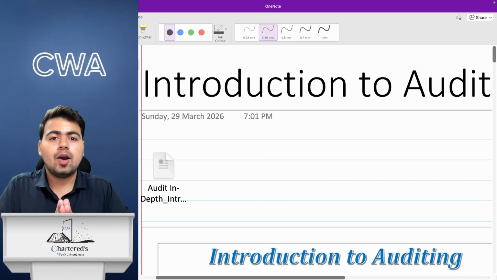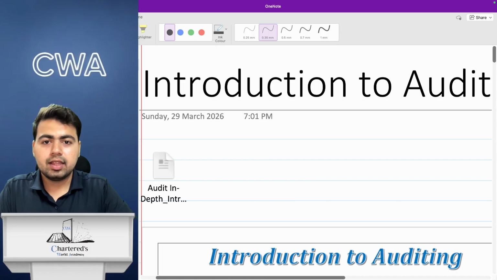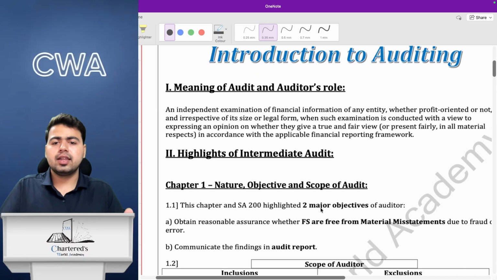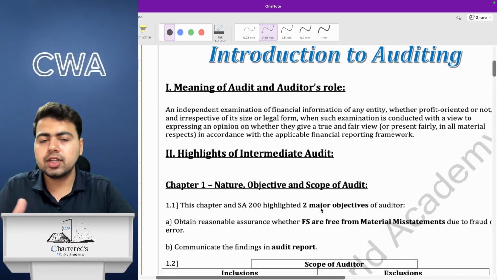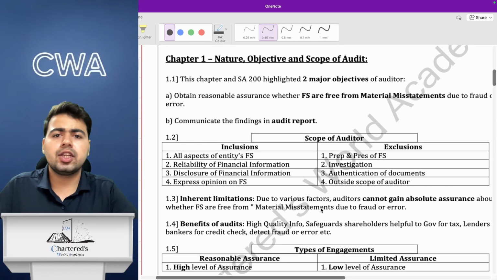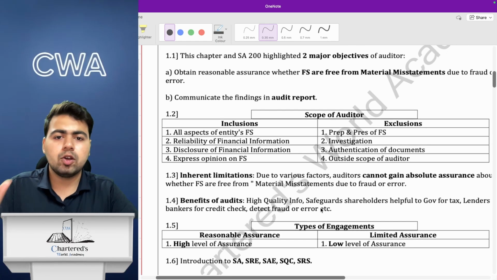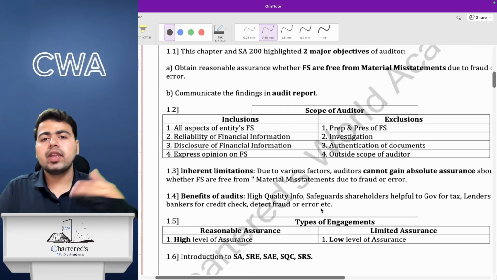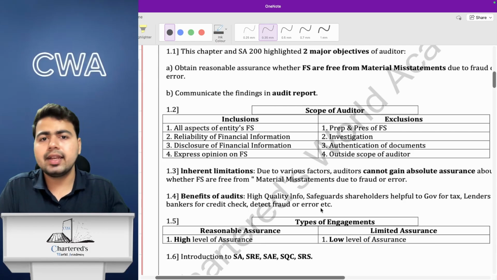And all these concepts, depending on nature of audit, depending on the scope and objectives of auditors, was all dealt with in chapter number 1 in CA Inter. Those are included in the notes itself. The meaning of audit, the auditor's role, definition of audit, highlights from intermediate audit, chapter number 1, nature, objective, and scope of audit. We dealt with objectives, we dealt with scope, we understood what are the limitations, right? And what are the types of engagement. Okay. Now, moving forward, you have understood objectives क्या है, nature क्या है, scope क्या है.